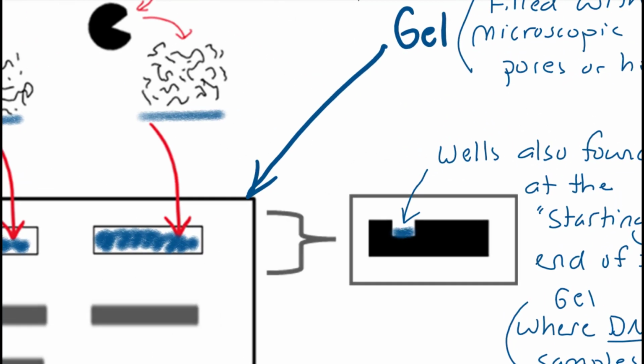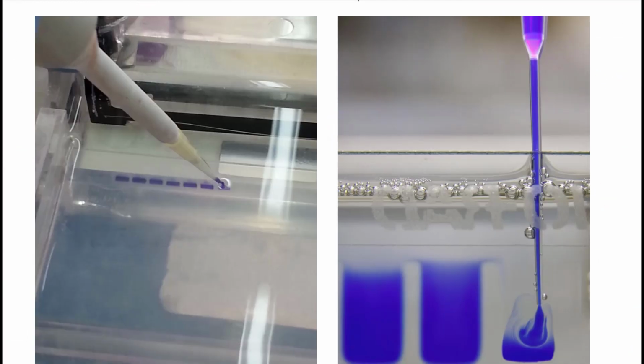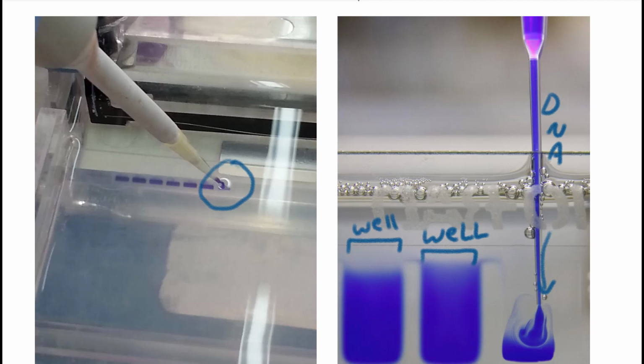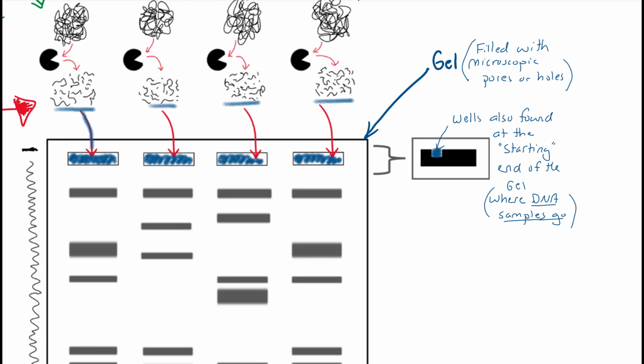Taking a different look or a closer look at the wells, on the left you see the DNA going in. On the right you see the DNA going in at a different angle. It's going into these little wells. Back to our picture. The DNA is now in the wells. The wells are inside a gel filled with holes.